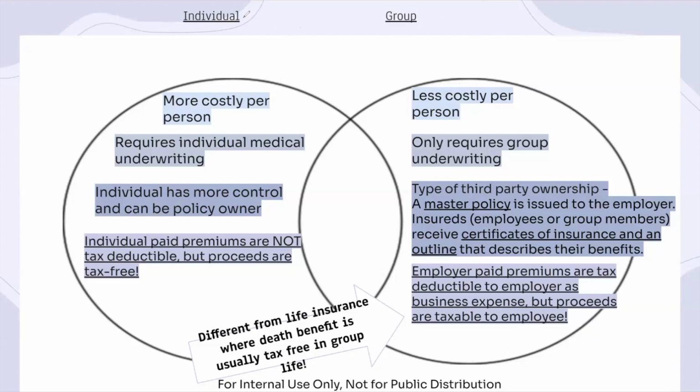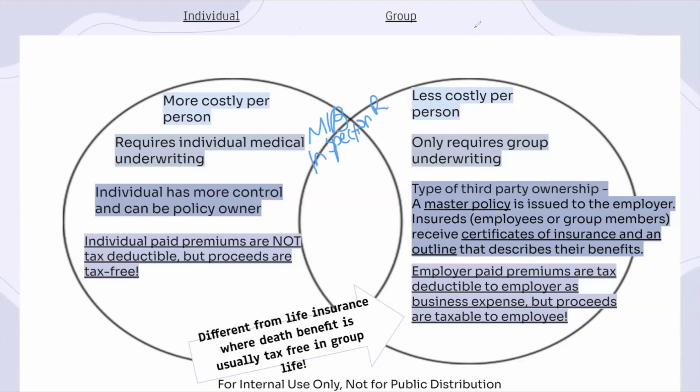Remember that just like life insurance, individual policies require individual medical underwriting. There would be underwriters that retrieve information from the MIB, the Medical Information Bureau. They could retrieve also inspection reports as well. Remember that from module 1?